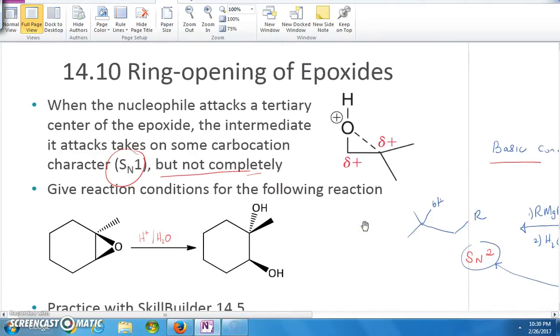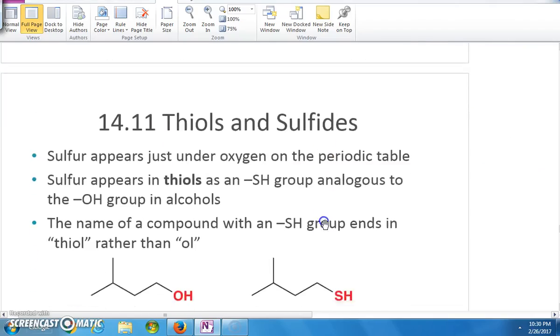So when the nucleophile attacks the tertiary center of the epoxide, the intermediate takes on some carbocation character, but not completely. Because of the electron releasing effect of these three carbons, we know that there's going to be significant stabilization of this partial positive charge. And because of the significant stabilization of the partial dipole, we expect that the nucleophile will want to attack through that end. So just make a note of that.